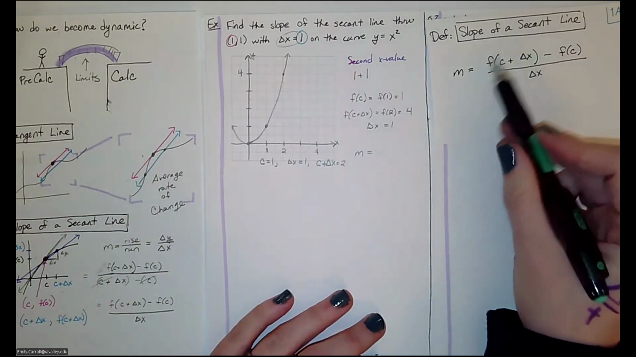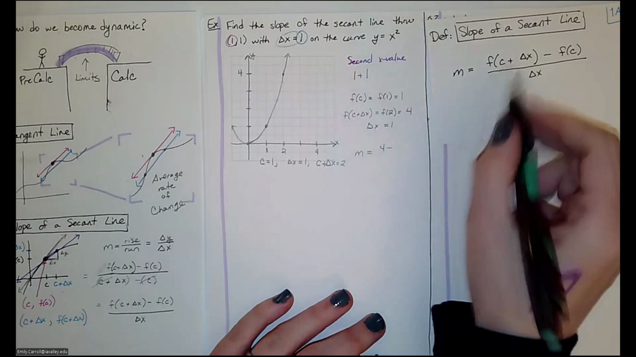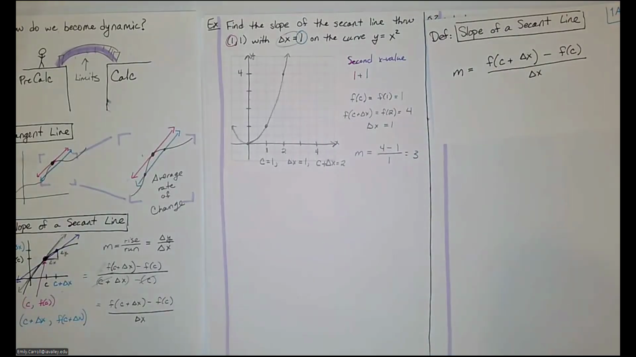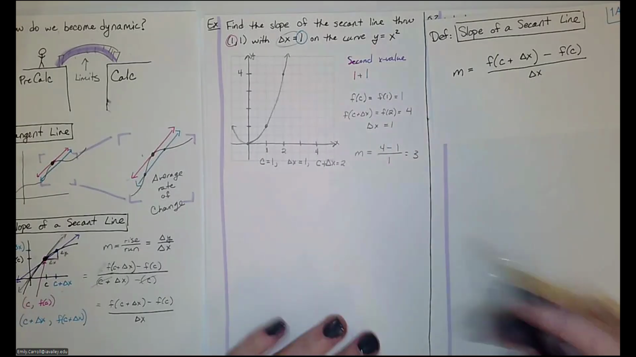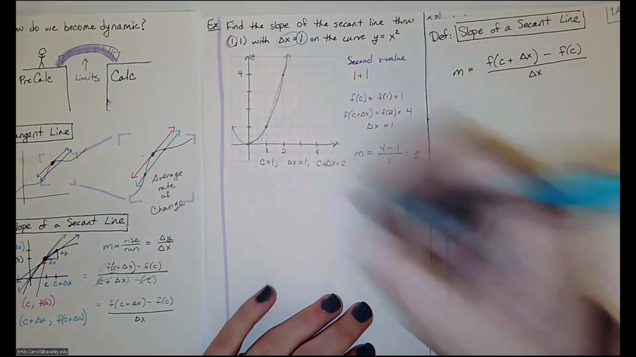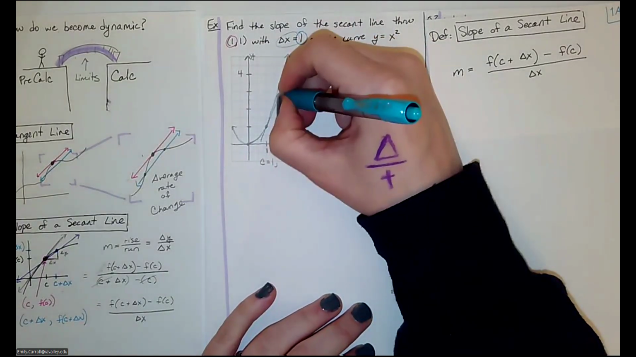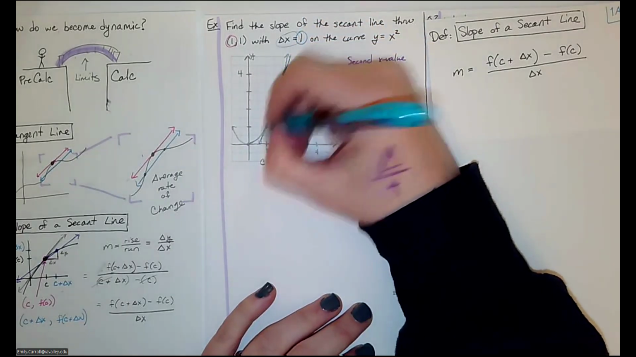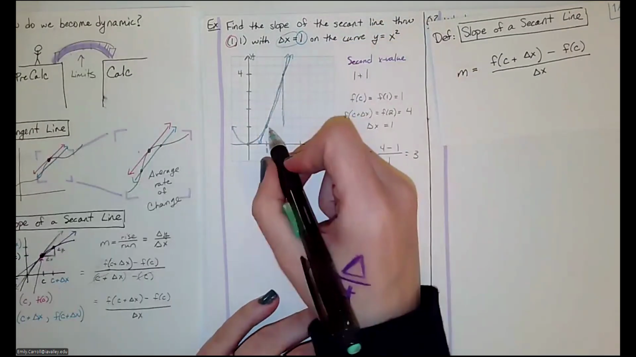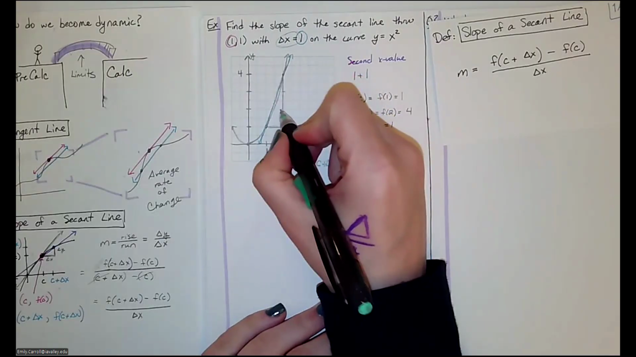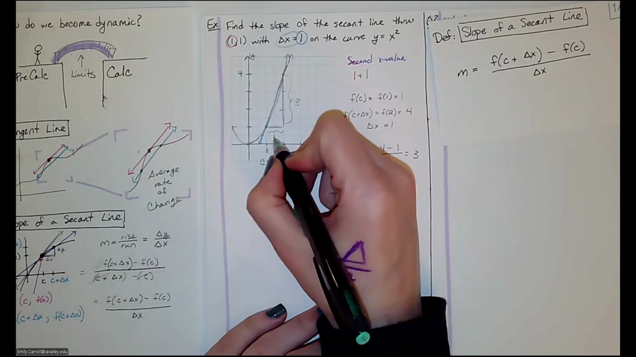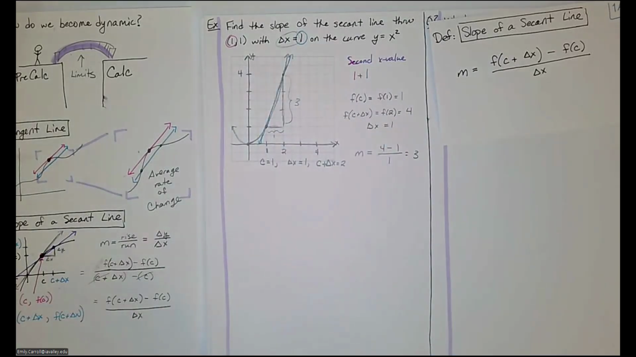So f of c plus delta x is 4, f of c is 1, delta x is 1. So your slope is 3. Is that right? If I actually draw that line, does it have a slope of 3? Let's look at it. I drop that line down and bring this line over. The way I've scaled this here, that distance is 3, and that distance is 1. So it works out.